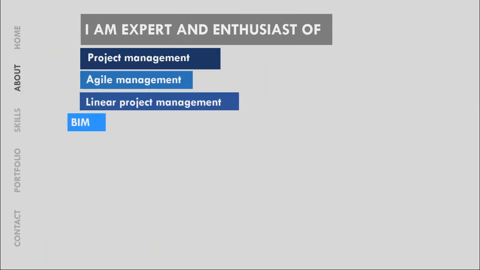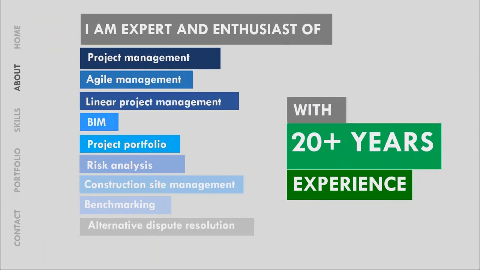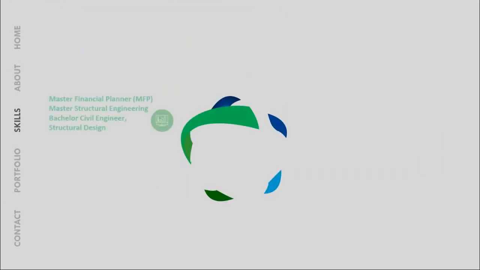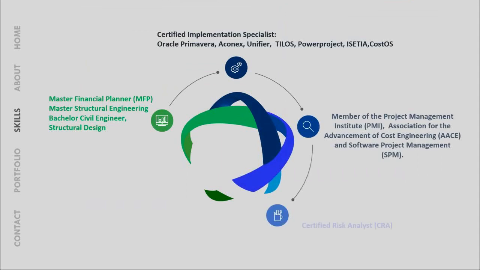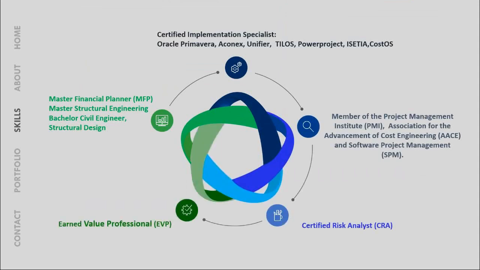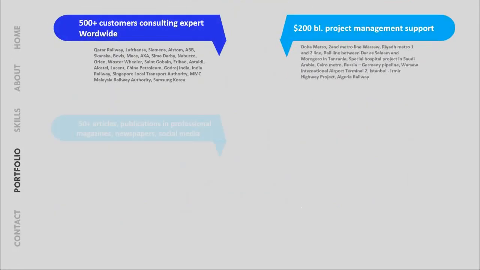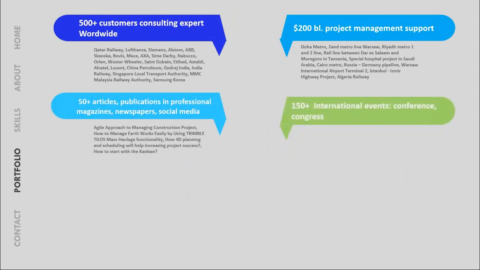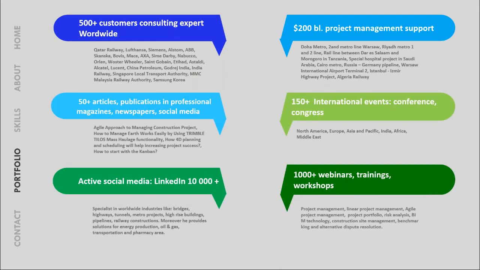And just a bit of short information about myself. I'm a civil engineer with more than 20 years of experience. I've been delivering project management systems, including Aconex, Unifier, P6, Telos, Power Project, ISETIA, and Costos. I also have a background in ERP implementation, and I've taken an active role implementing international projects to improve project planning and controlling processes.